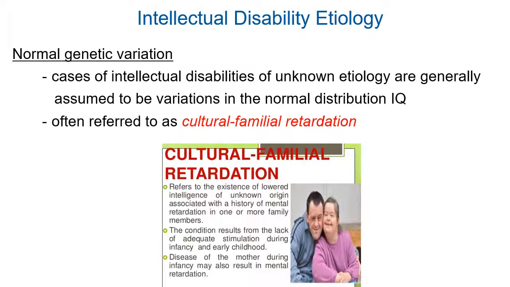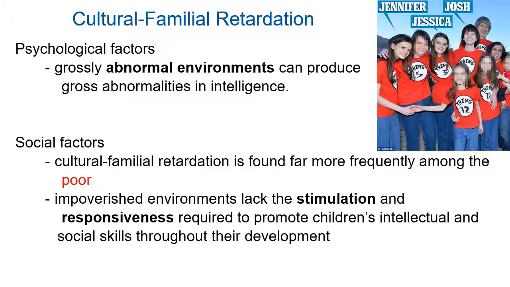There's also a term called normal genetic variation, and this is also often referred to as cultural familial retardation. And this, as you'll see, is when social or psychological factors such as people who weren't exposed to the world or didn't have proper stimulation as a child end up with severe mental retardation or intellectual disability.